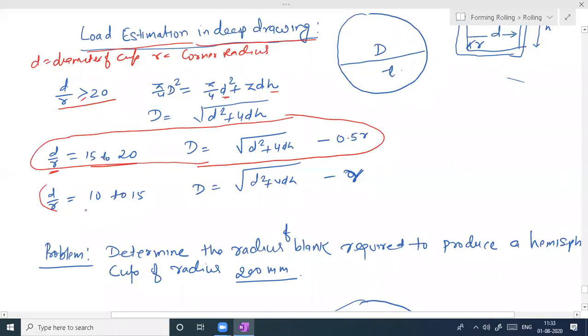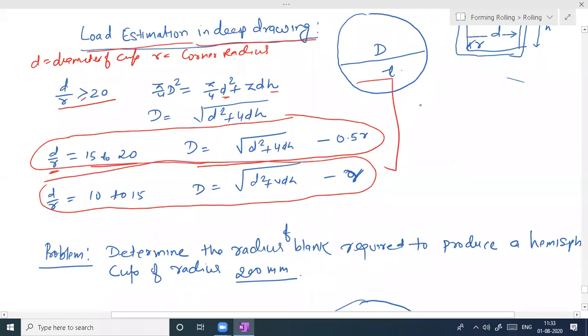And when the d/y ratio is between 10 to 15, we'll use this. So this three-part relation is to find D, that is the blank diameter. If you know the cup diameter, height, and radius, you can find the blank diameter. d is the inside diameter of the cup, H is the total overall height, and R is the corner radius.